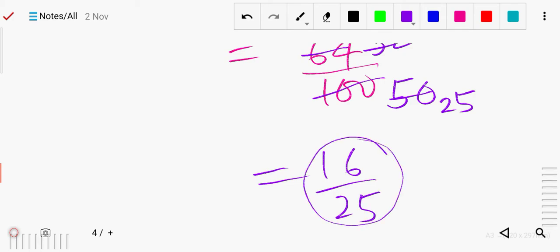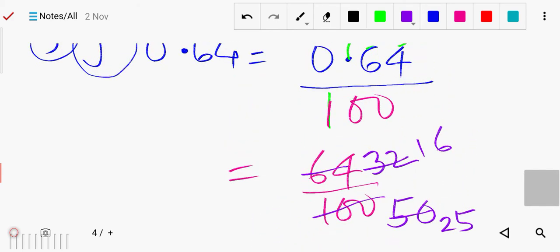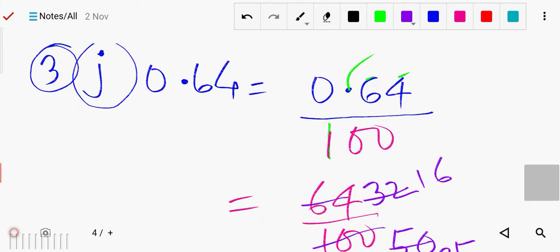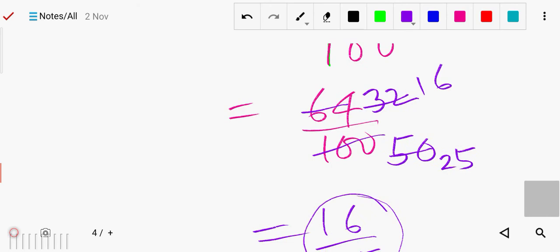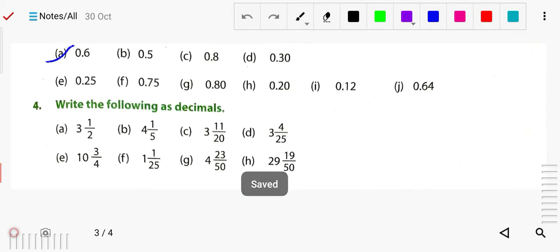So in this way we can remove the point, meaning we can change a decimal number to a fraction and then write it in the simplest form. Now next question, question number 4: write the following as decimals. We have to write as a decimal. Here it is just the opposite of this: a fraction is given, and we have to write it as a decimal.